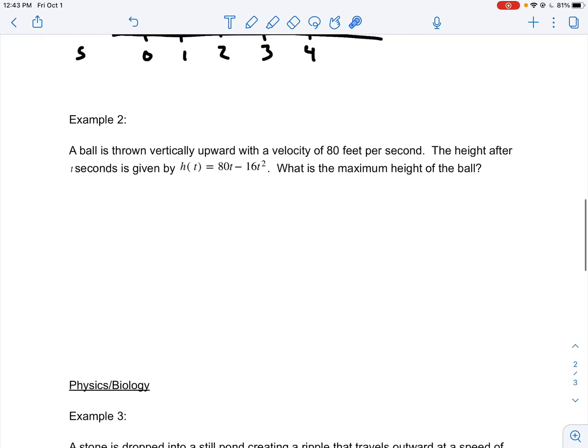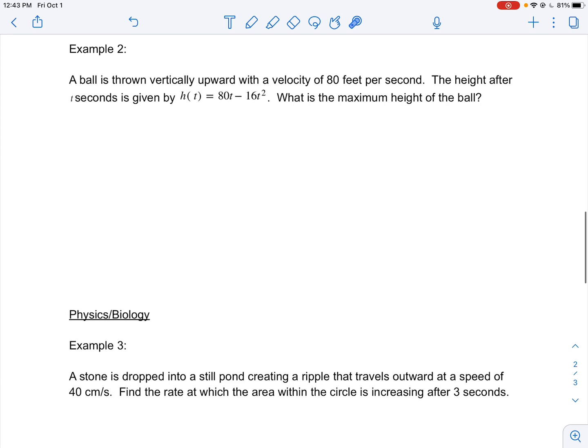All right, so let's look at another example. And this one says a ball is thrown vertically up in the air, upward, with a velocity of 80 feet per second. The height after t seconds is given by h of t equals 80t minus 16t squared. What is the maximum height of the ball?